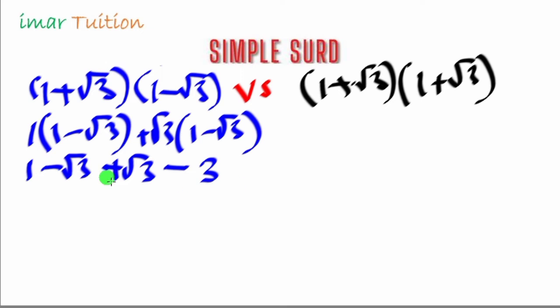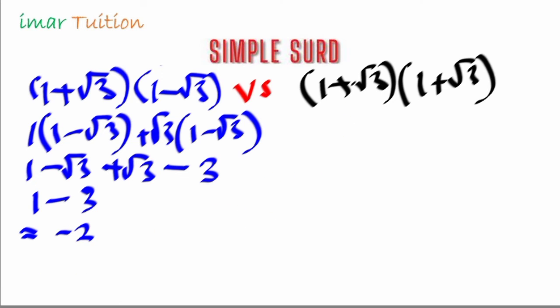Having established that, we now have minus root 3 plus root 3, which will give you 0. So you are now left with 1 minus 3. 1 minus 3 is minus 2.